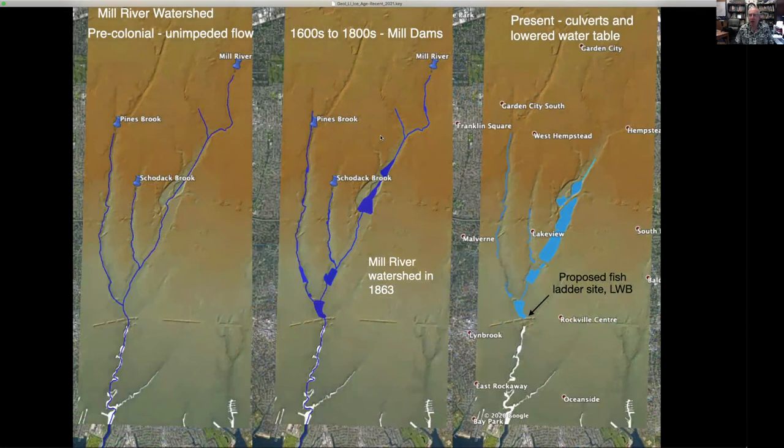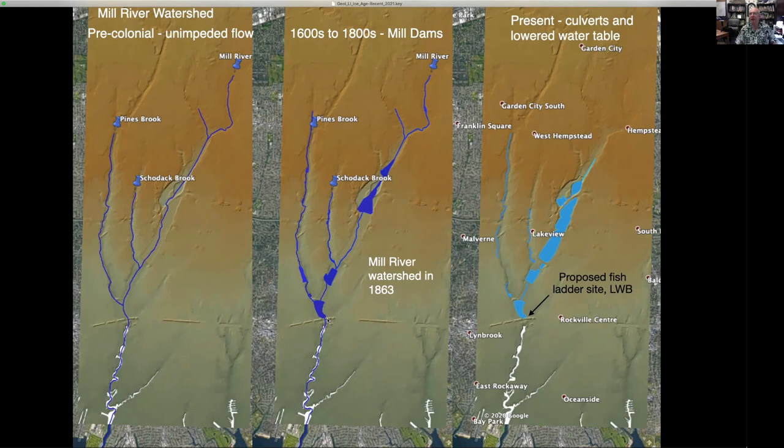All of the streams on Long Island have been impacted tremendously by the European settlement of Long Island. A good example is the Mill River watershed, which is in the Hempstead, West Hempstead, Malverne, Oceanside part of Long Island. Prior to European settlement, the tributaries of the Mill River, which include Pines Brook and Shodack Brook, flowed into Mill River, which had its headwaters up in Garden City and flowed through downtown Hempstead. In fact, there was a small tributary that also flowed through downtown Hempstead, and these streams flowed unimpeded to the bay.